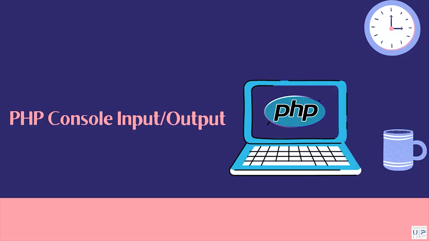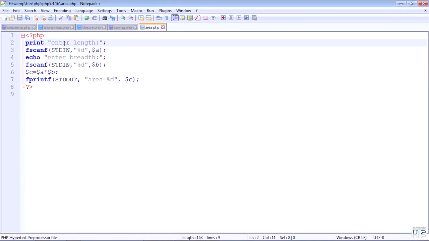In this video, we shall see how the input output operations are executed in the console mode for a PHP program. So, console IO. Here we perform simple console input output operations using the fscanf and fprintf functions. This program can be run from the command prompt, giving the php.exe path.